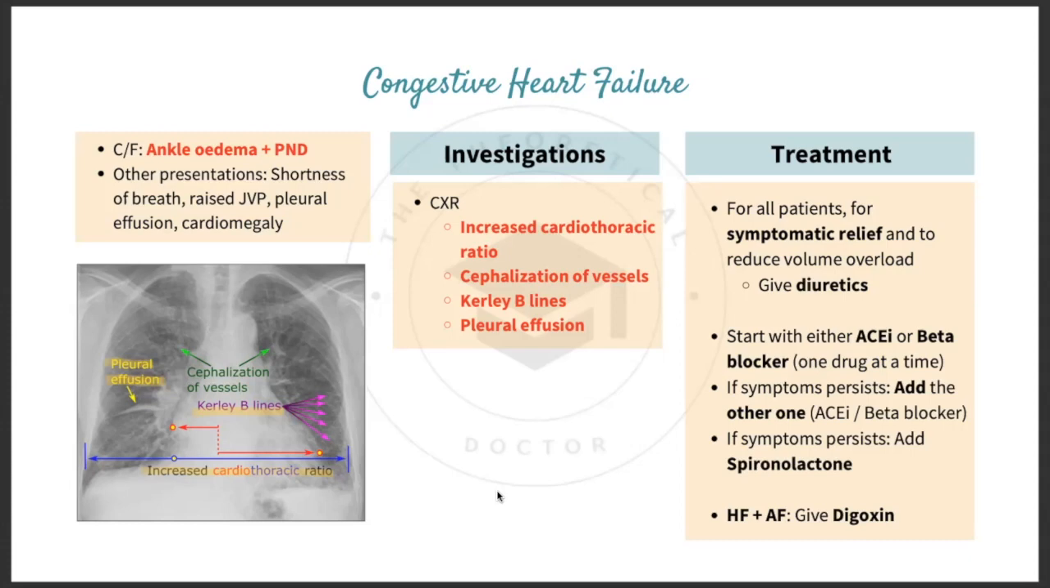So apart from that, there is capitalization of vessels. Basically, you can see the vessels more clearly on the chest x-ray. There are curly B lines, and curly B lines are indicative of pulmonary edema. And when the edema happens, it usually first spreads through the bronchovascular interstitium and later through the septal interstitium. So over here, you can see the curly B lines. And also they will have pleural effusion.